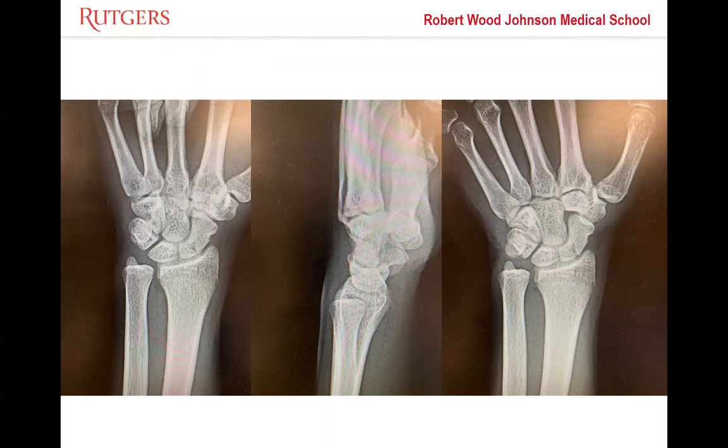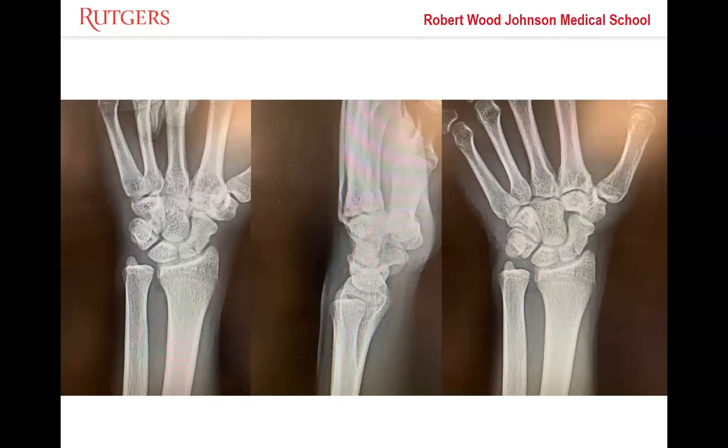He initially presented to the urgent care facility and they weren't sure if they saw anything. So they had him follow up with a different orthopedist, and then something happened, and then there was a delay in care. So needless to say, he comes to me at 4 weeks. He's in a wrist splint and he wants to play hockey.